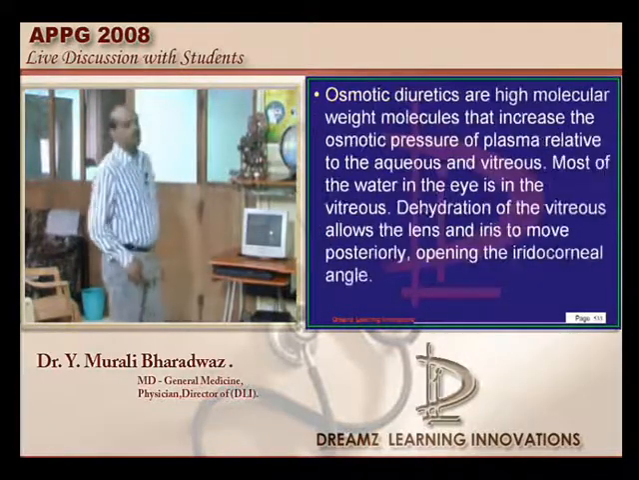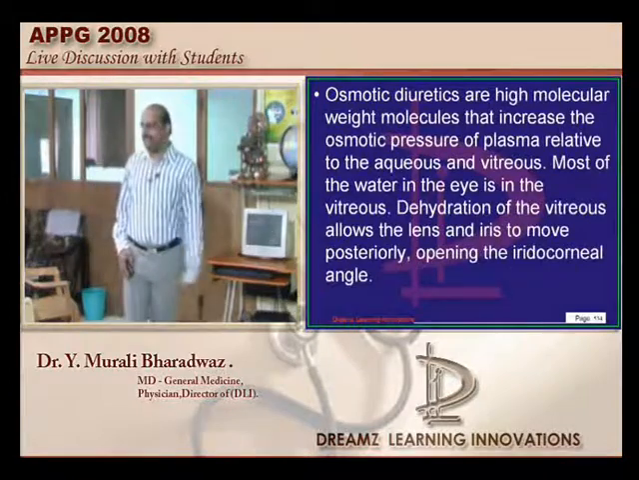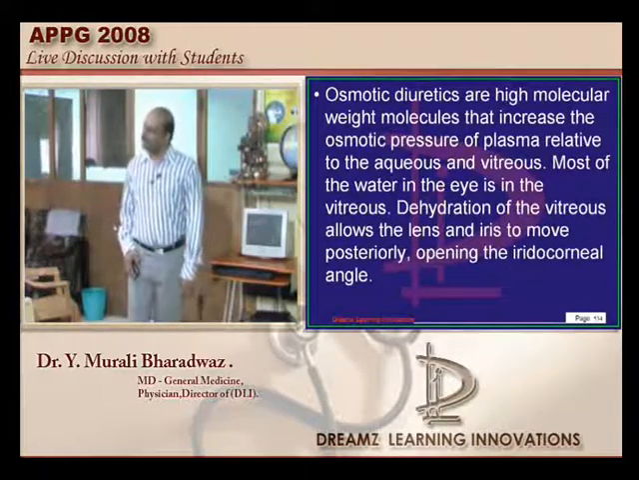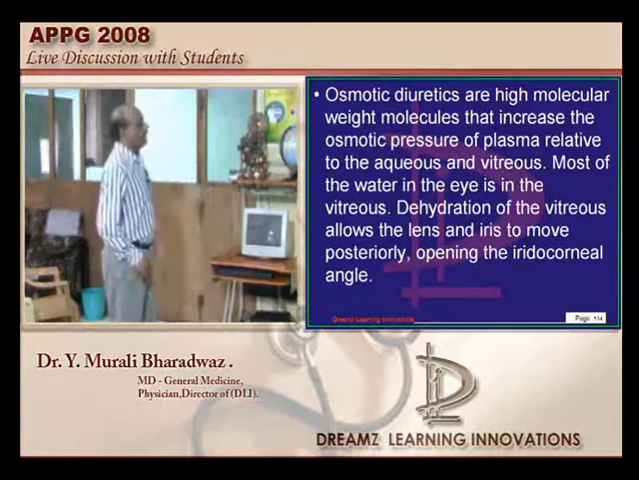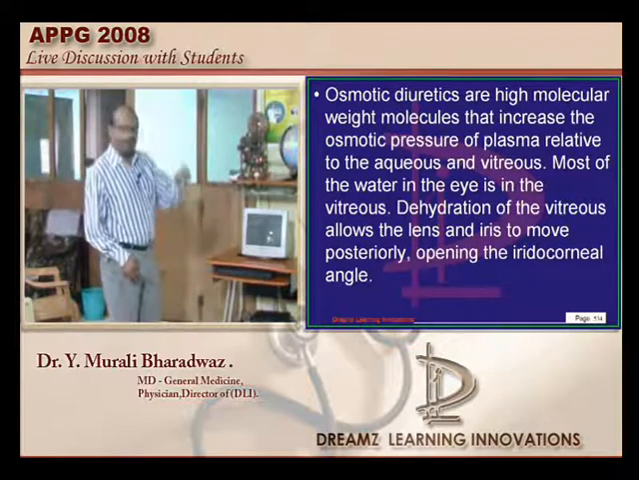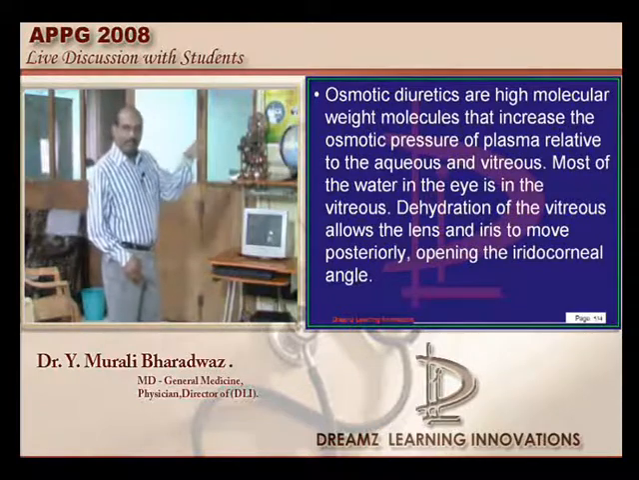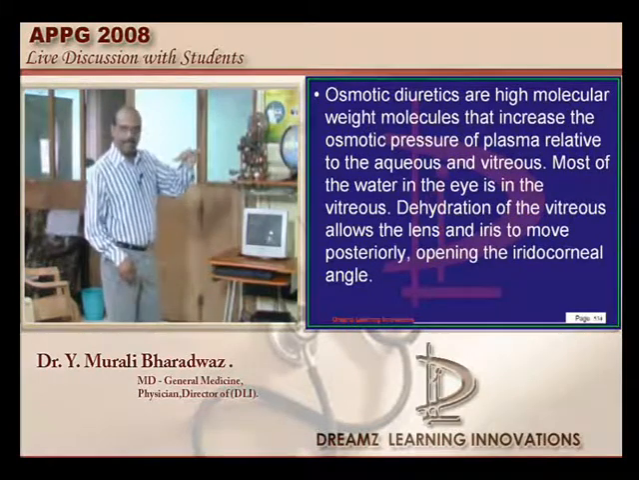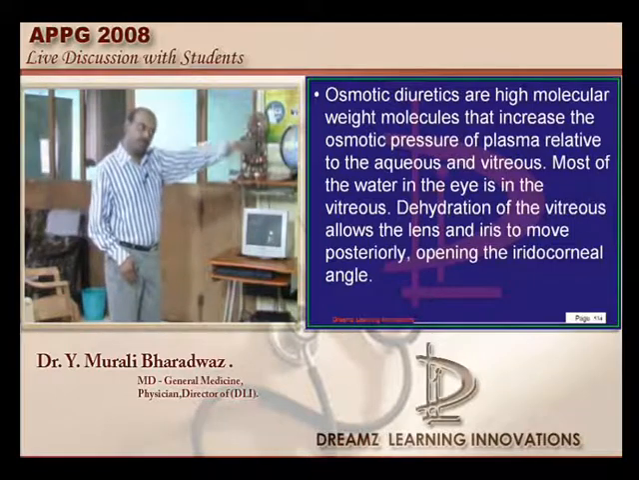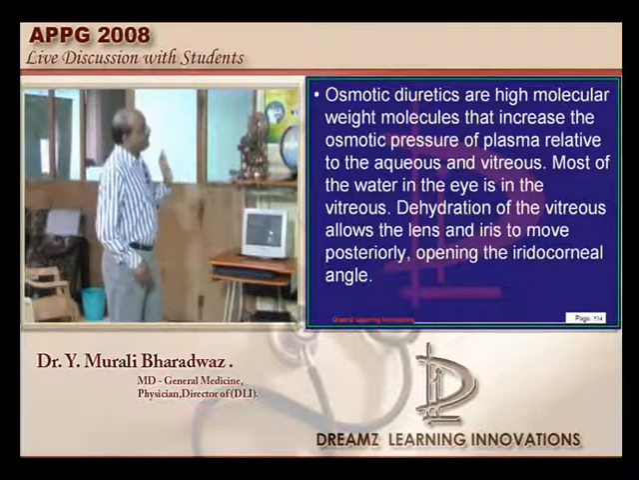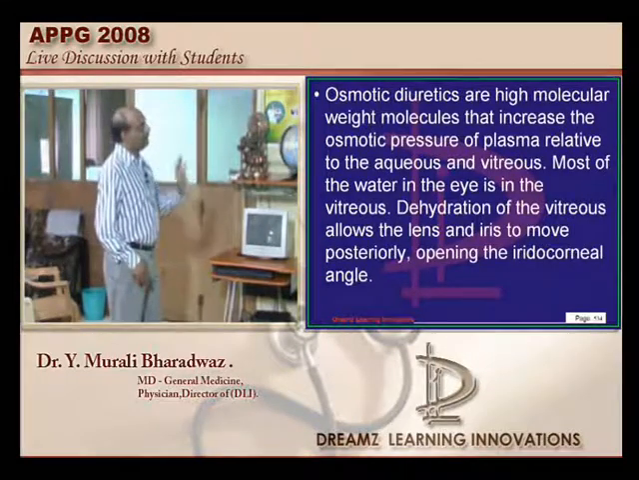Number one, most of the water in the eye, where is it located, doctor? It is there in the vitreous. So the dehydration of the vitreous will allow the lens and iris to move more posteriorly. It will open up the iridocorneal angle, and that is how the outflow becomes increased. So that way it also causes the outflow to become improved.